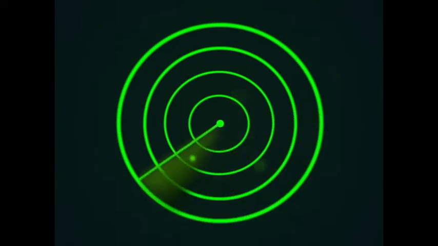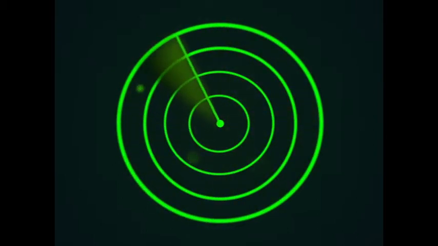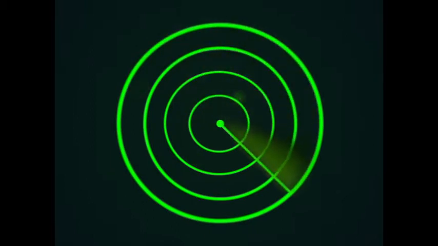Aircraft in the search area appear as blips on the trace. Since each aircraft appears on the trace in the same way, it is necessary to distinguish between friend or foe. This is achieved with an IFF system.